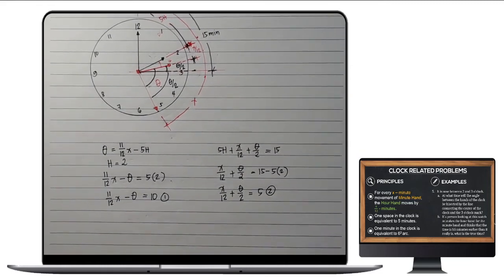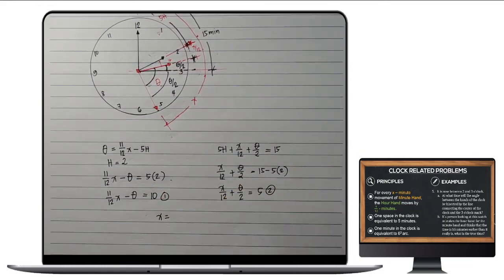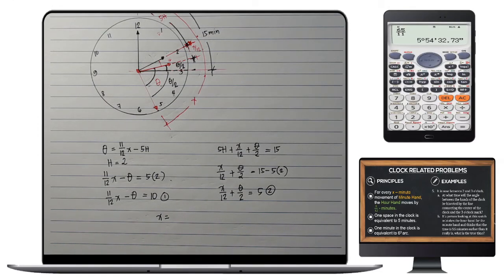So using our calculator, we can find the value of x. So using mode 5, 1. So x natin from equation 1, that is 11 over 12x minus theta, so minus 1. Then yung constant natin is 10. Then from equation 2, that is 1 over 12x or x over 12. Then theta over 2, that is simply 1 half. Then constant natin is 5.